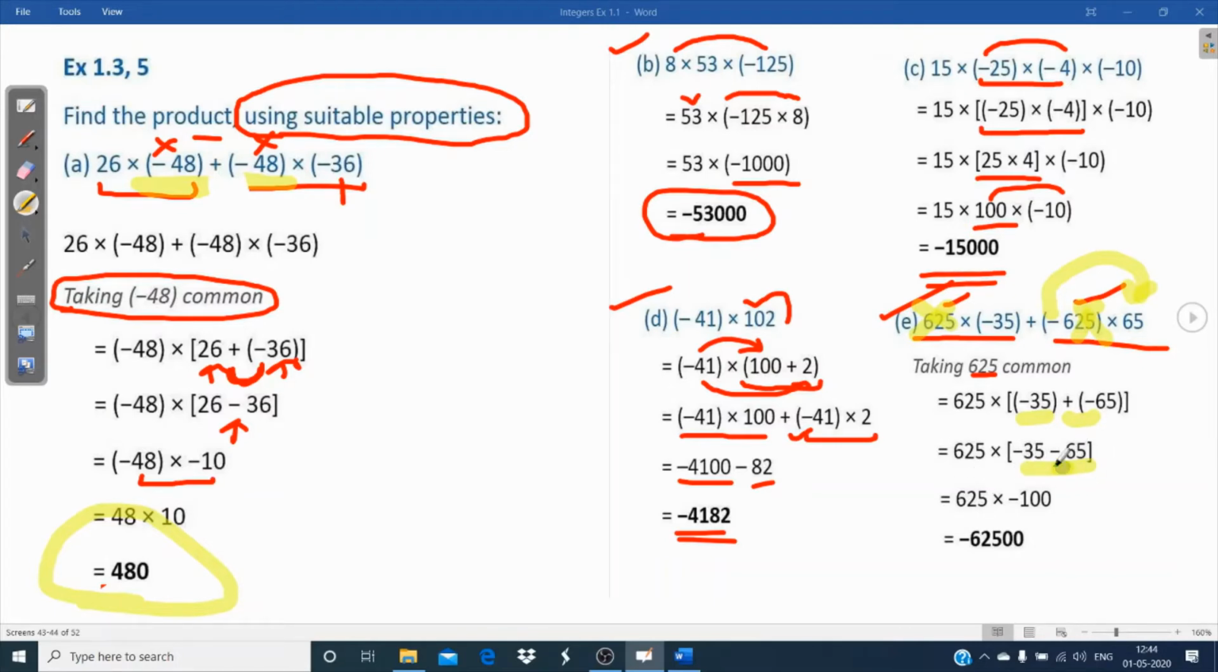Now we have to solve the bracket first. When you solve this thing, minus minus, you have to do the addition, 100, and the sign will be of the bigger number, minus sign. Now when you multiply a positive and a negative integer, what will you get? Negative integer. That's why this minus sign is there, and 625 into 100, 62,500.